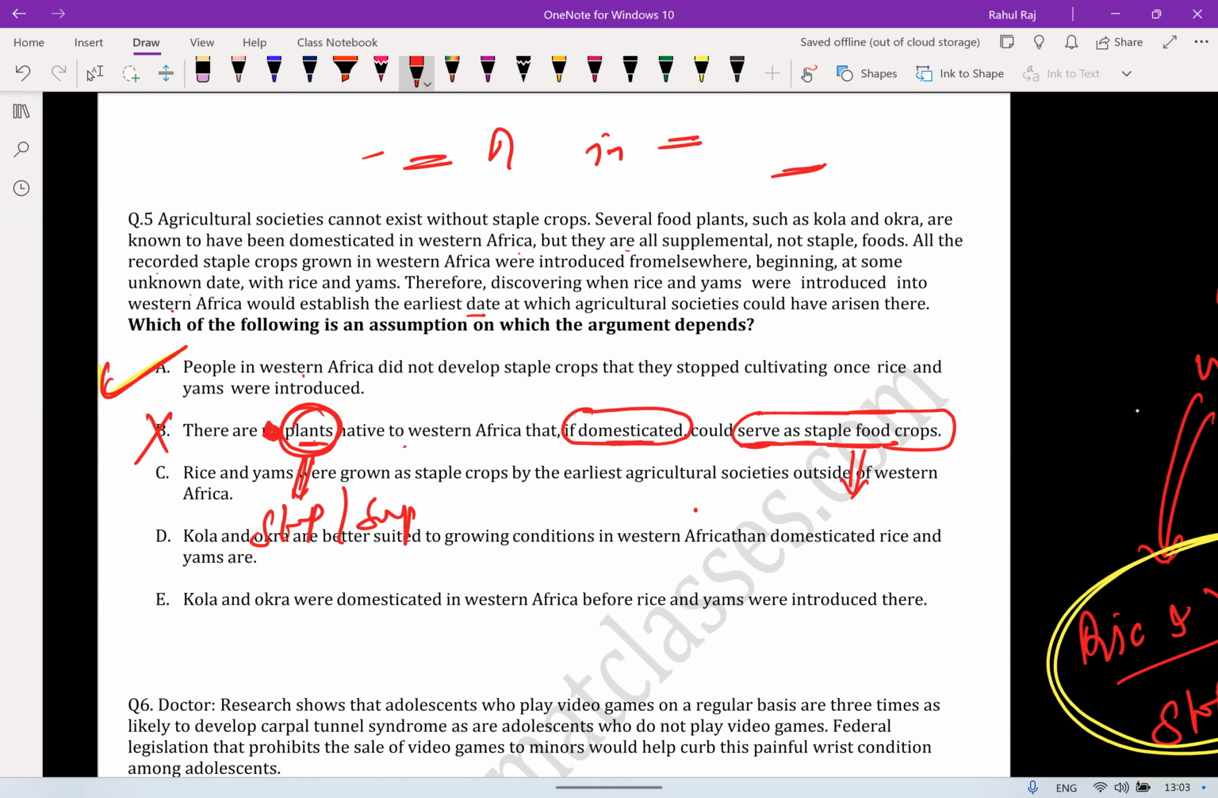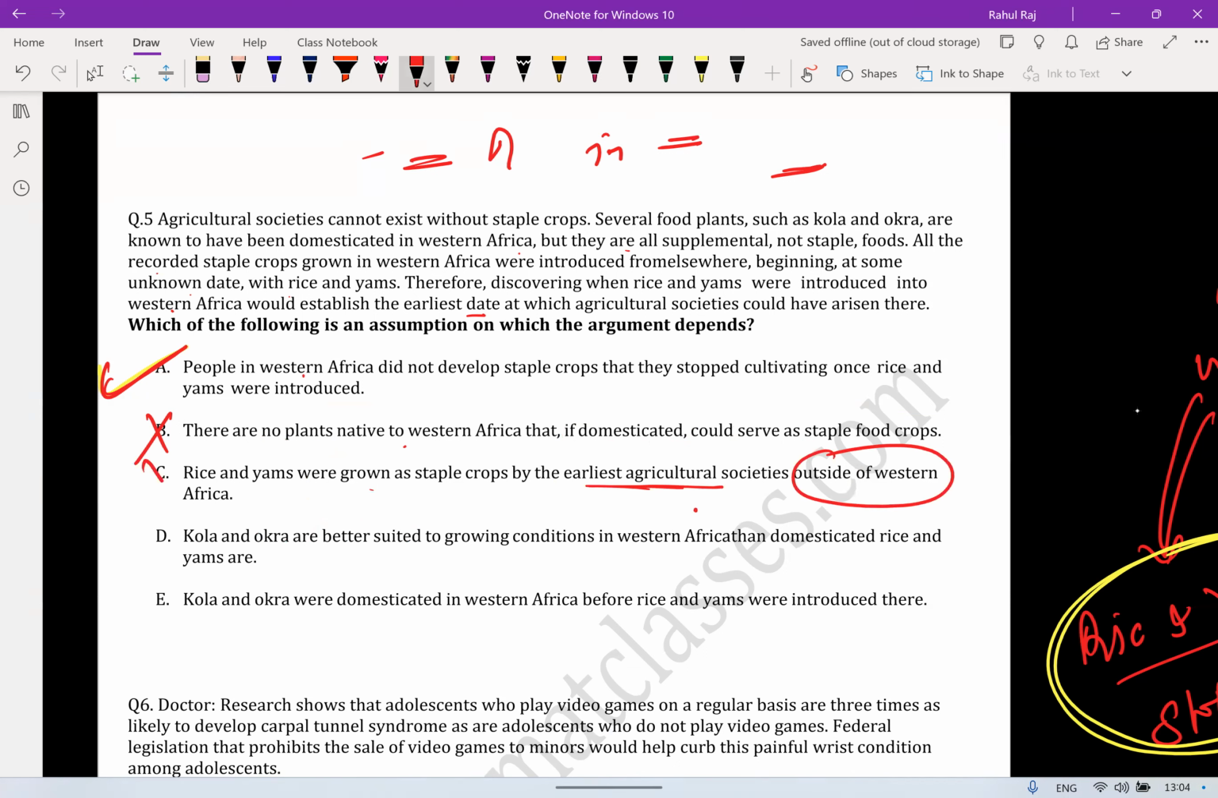Agreed, Jadip? Yes, okay. Rice and yams were grown as a staple food crop by the earliest agricultural society outside the Western Africa. We are not talking about outside of the Western Africa. We are talking about inside Western Africa. So this is gone. It is kola and okra. We are not talking about kola and okra. We are only talking about staple food.